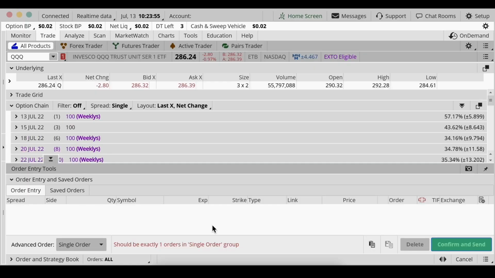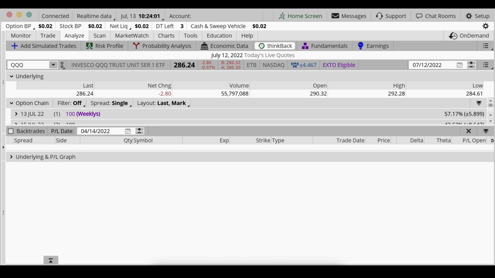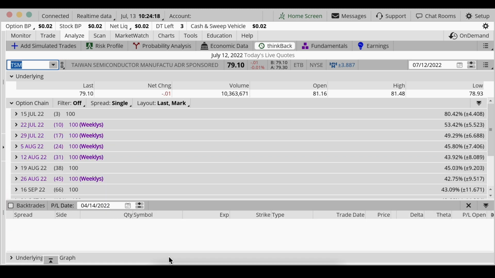We come over now to our ThinkorSwim platform. So first things first, we're going to go over to this Analyze tab right here. We're looking at the historical prices of TSM options, so I'm going to look for TSM, the ticker symbol here. This gives me the underlying TSM. I'm going to move this away so that we can see better.